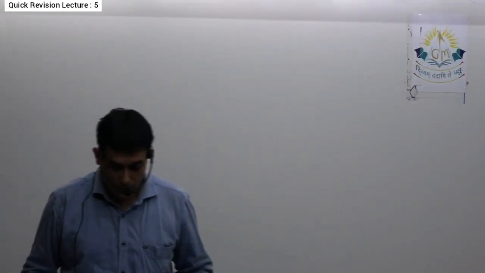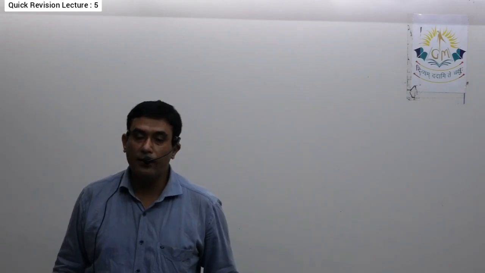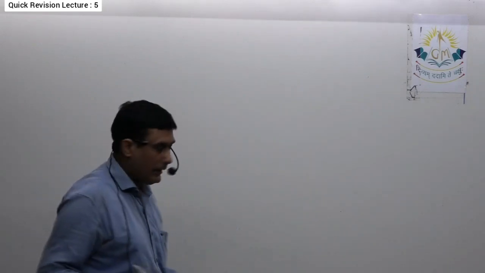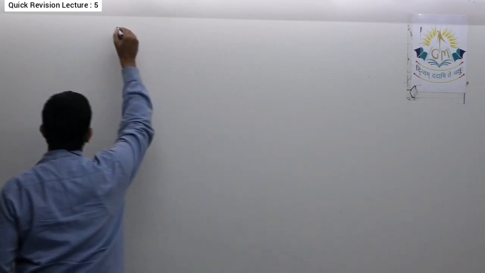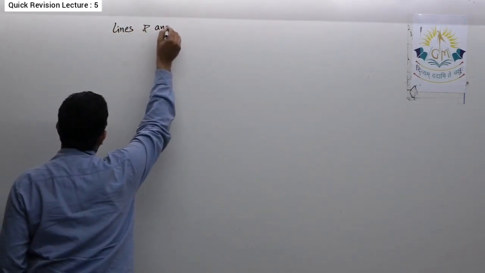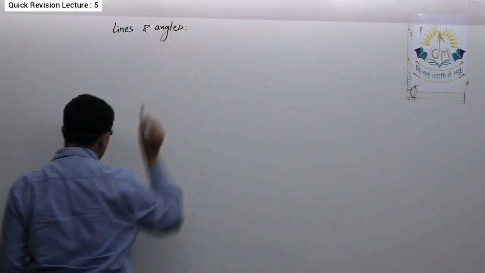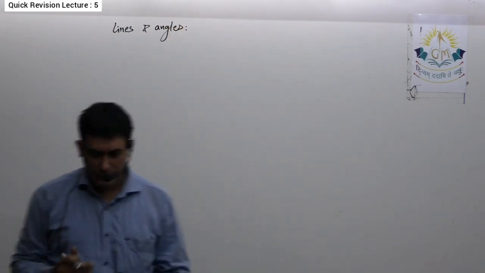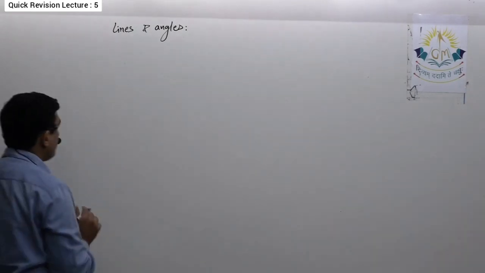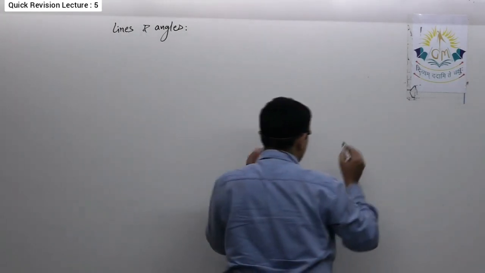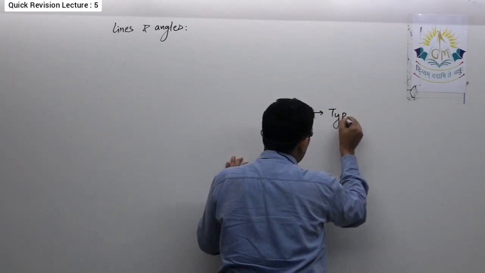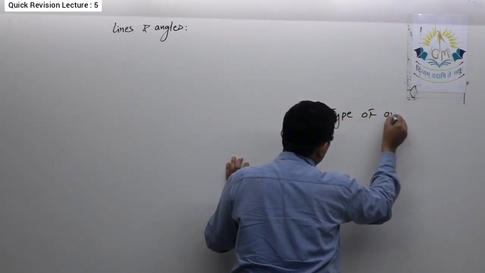Hello friends, now in this lecture we'll revise some of the chapters of geometry. So we'll start from the lines and angles. Okay, so we'll see very basic concepts of lines and angles. So here we'll start with types of angles.